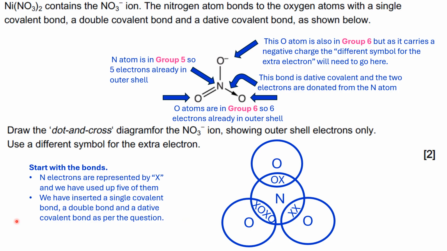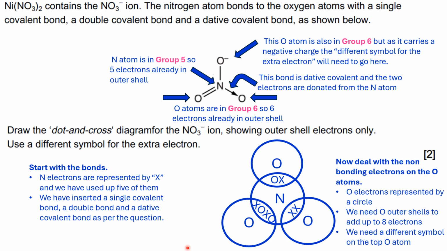You need to also think about what the X represents and what the O represents. Because nitrogen is in group 5, like we've said, if you count up the number of X's I've used, 1, 2, 3, 4, and 5, I don't need to use any more X's anywhere. So the other electrons now will be the electrons that sit in the outer shells of the oxygen. So these will be non-bonding electrons.